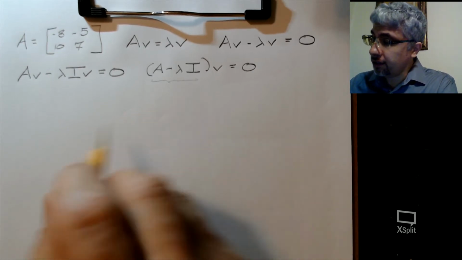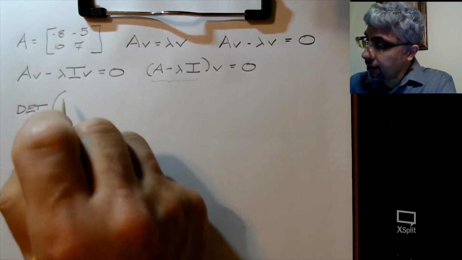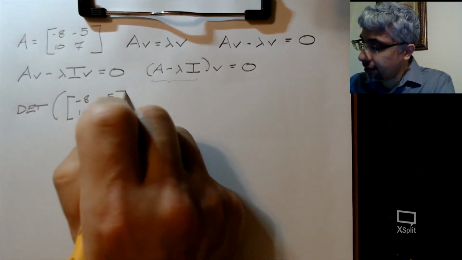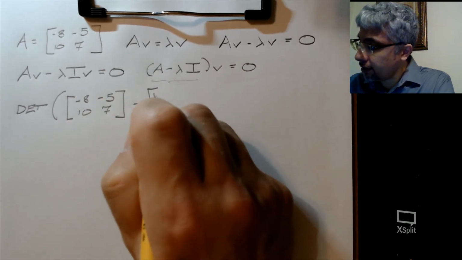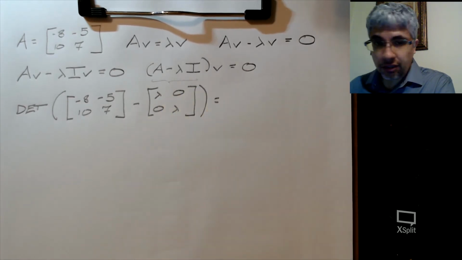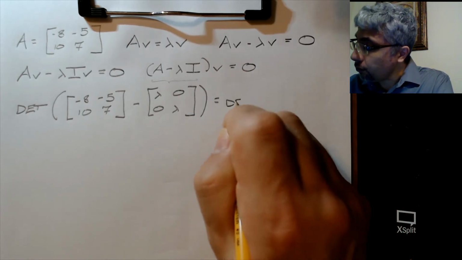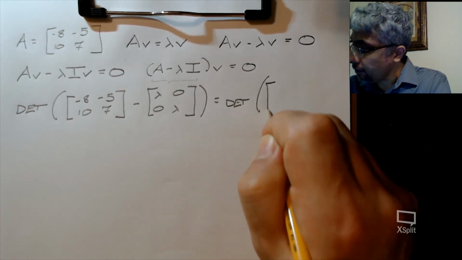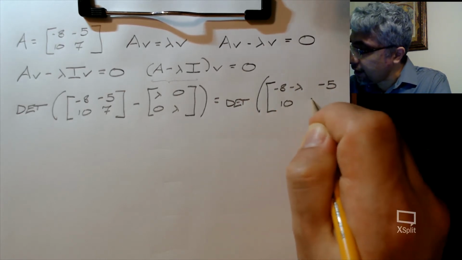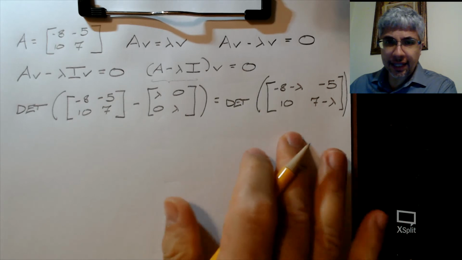So I want the determinant of A minus lambda I, and I'll write that. This is my A. Now, of course, you wouldn't write this out every step. This is what lambda I looks like, because it's just the identity matrix with lambdas, because each of the entries gets multiplied by lambda. So we want this minus that, which gives 8 minus lambda, minus 5, 10, 7 minus lambda. And we want the determinant to be 0.